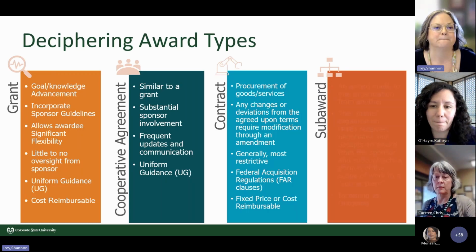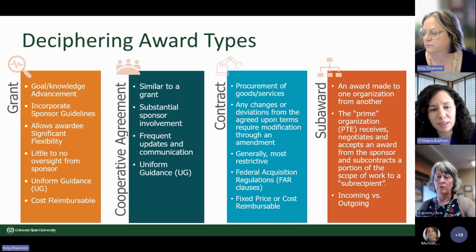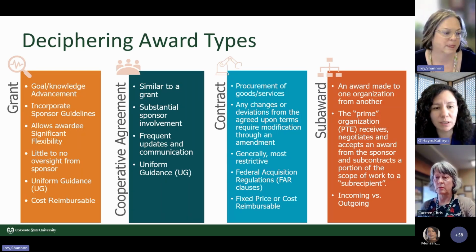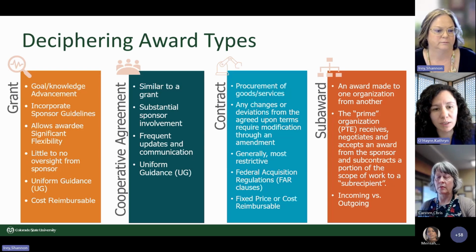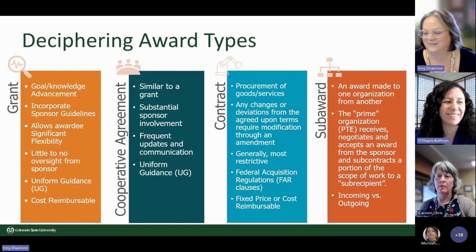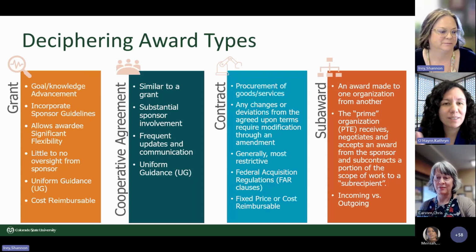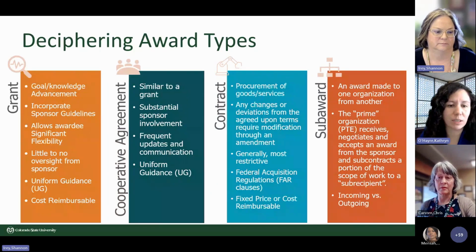Shannon, let's see. In our side-by-side comparison, it's made from one organization to another, the prime being the pass-through entity, PTE. They receive an agreement, they negotiate and accept, and then they pass down, or as a lot of you pointed out, flow down appropriate terms and conditions to their subrecipient. We can use all these different lingos, subaward, subcontract, do you call it a subgrant? They're just subs. It's a big term. And so we're using generally subaward as our term today.